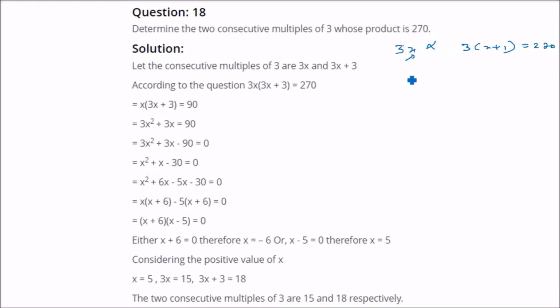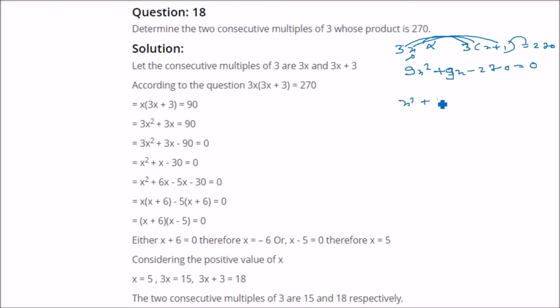So what will be the product? Just multiply this. 3 3s are 9, 9x. 9x into x is 9x square. Then we have 3x into 3, so it will be 9x. Bring 270 here. So this will be minus 270 equal to 0. Now this will be 9x square plus 9x minus 270 equal to 0. So let us divide the whole by 9.